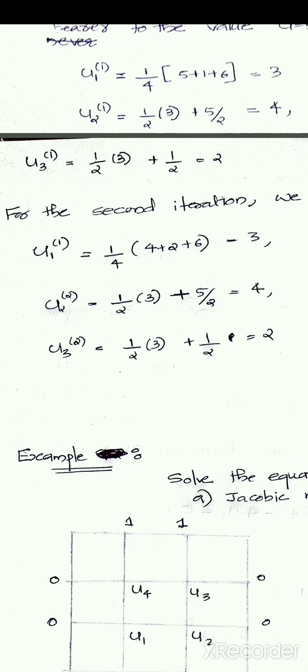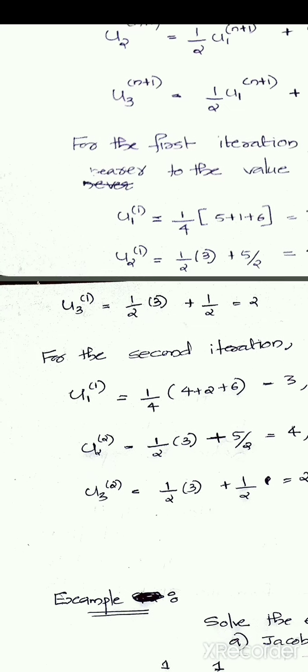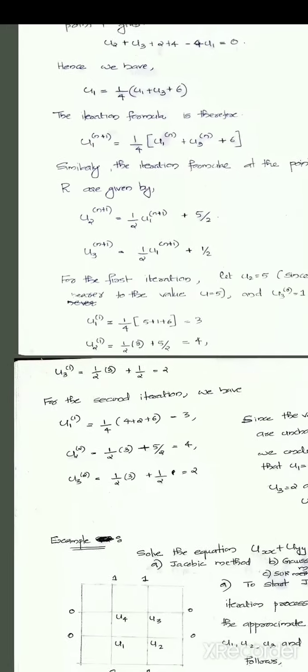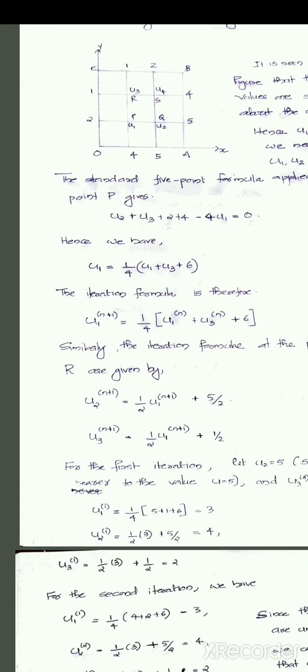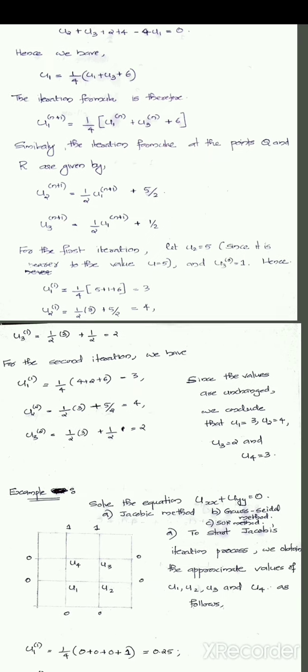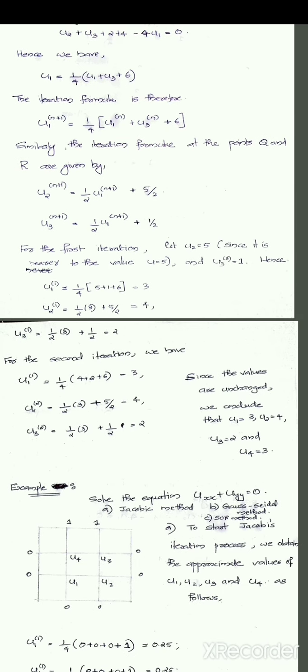Similarly, u3 of 1 is found, and the iteration formulas for the points q and r are given like this. Thus we can find the second iteration values. So we can find u1, u2, u3, u4, and so on.